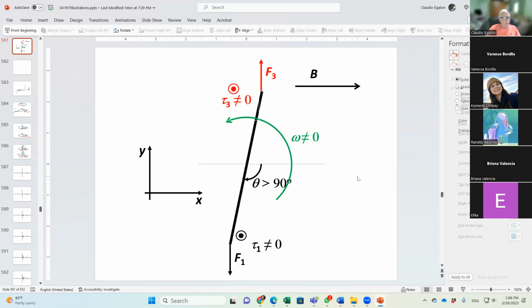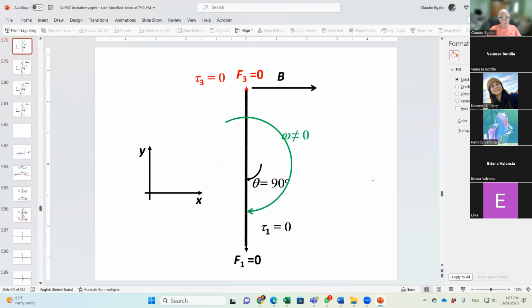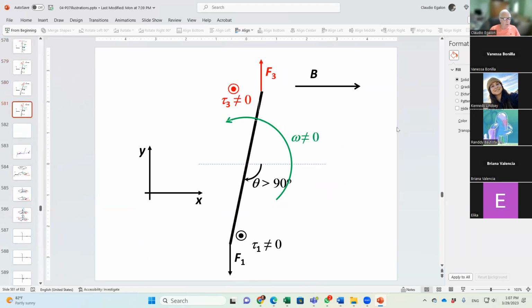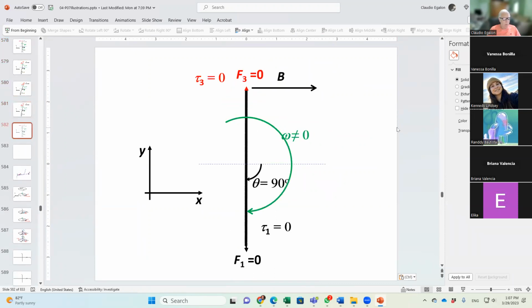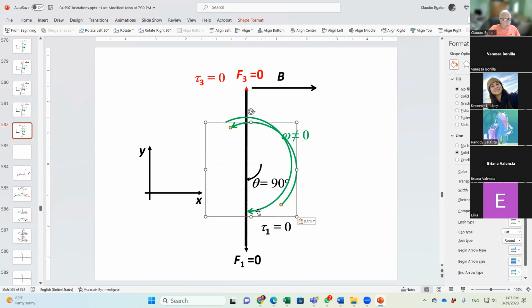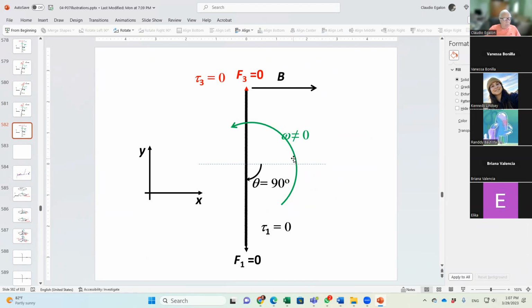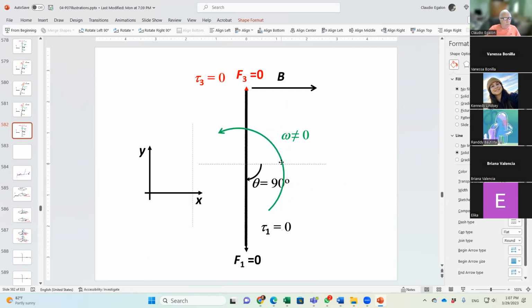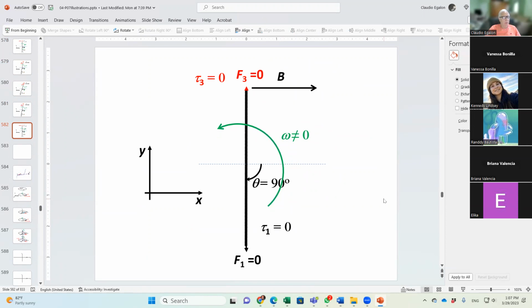And now the loop is going to revert direction. It's going to come to this position of maximum speed and torque equal to 0. And let's not forget the omega here is going to be in the other direction, right? There you go.